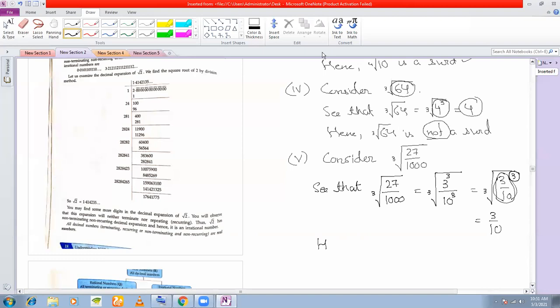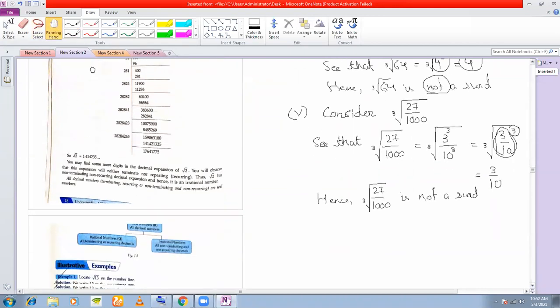Hence, cube root of 27 by 1000 is not a surd.